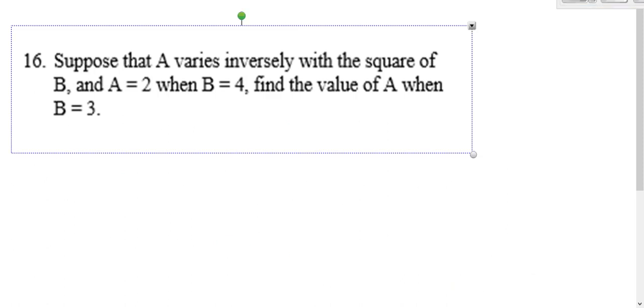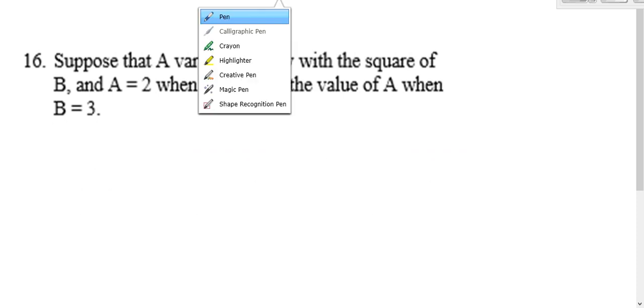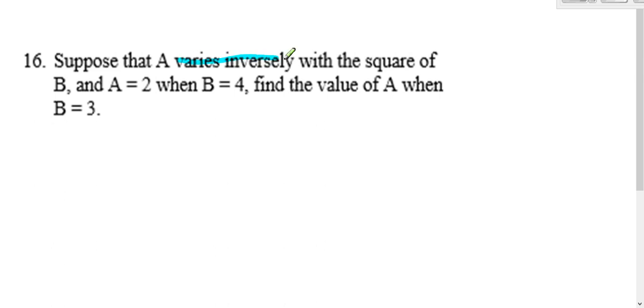So problems like this, these word problems, simplify to be blank varies blank with blank. So that's what we're looking for. We're just looking for those keywords there. You got varies inversely with, and we're just looking to see what the other two things are. What's doing the varying? A varies inversely with square of B. So now we can translate that to math.